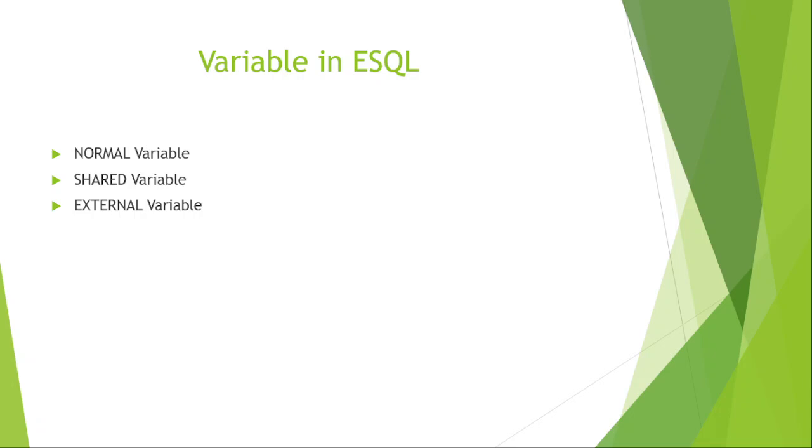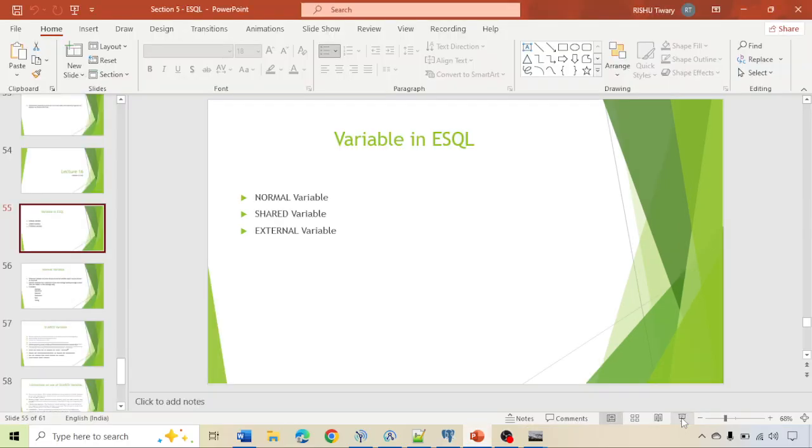Hello everyone, welcome back. In this lecture, we are going to learn about variables in ESQL. There are three types of variables: normal variable, shared variable, and external variable. We are going to cover each one of them in detail. When talking about the normal variable, but before covering the variable, let's understand a few things.